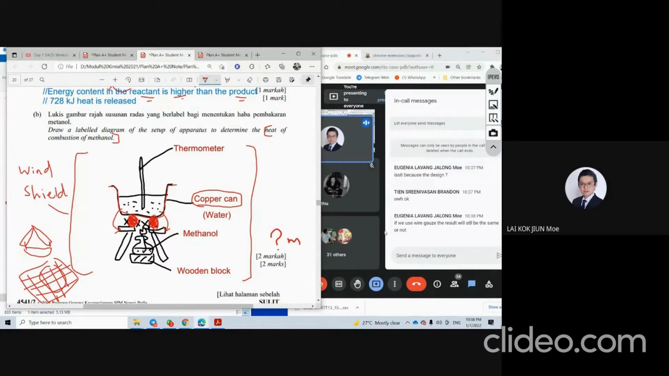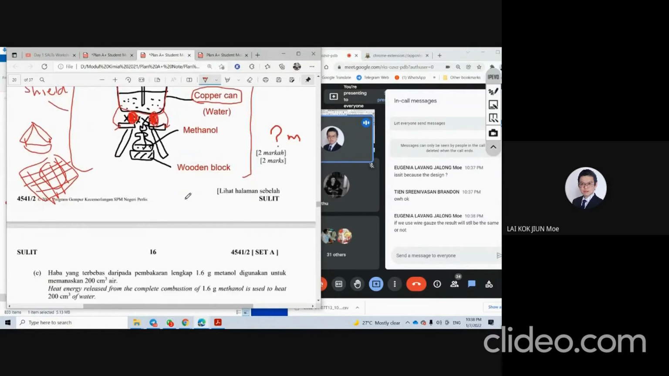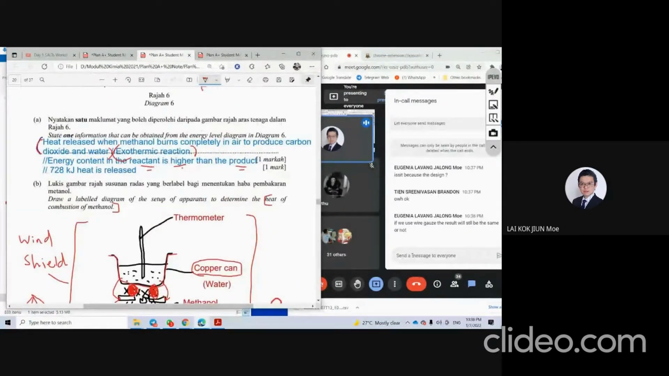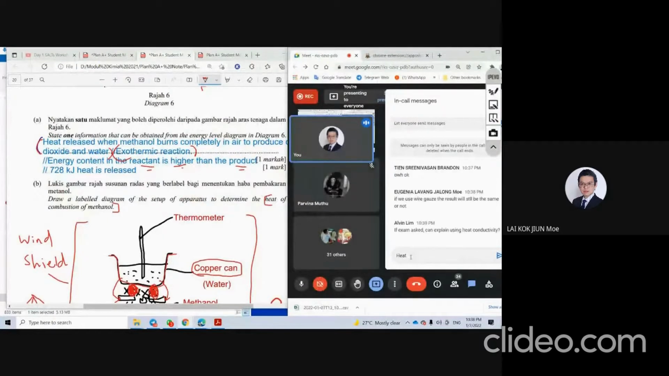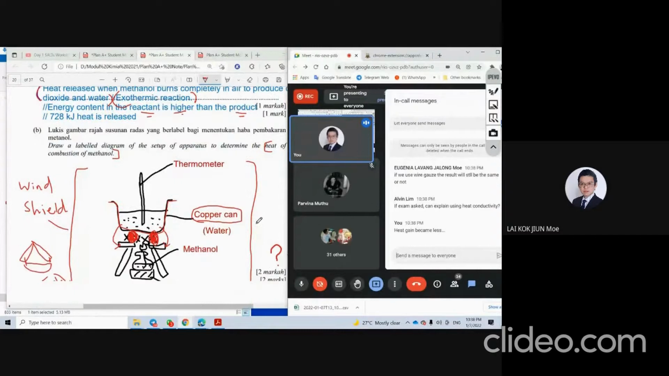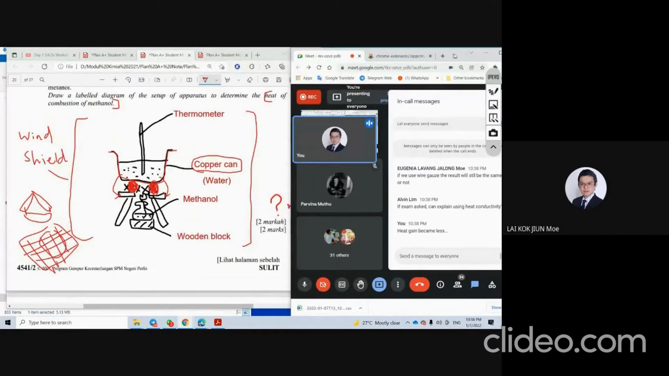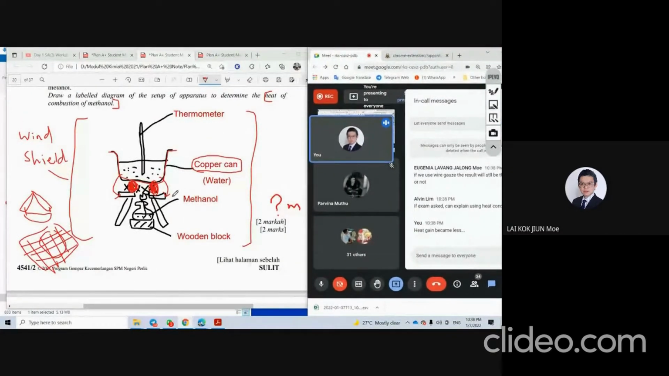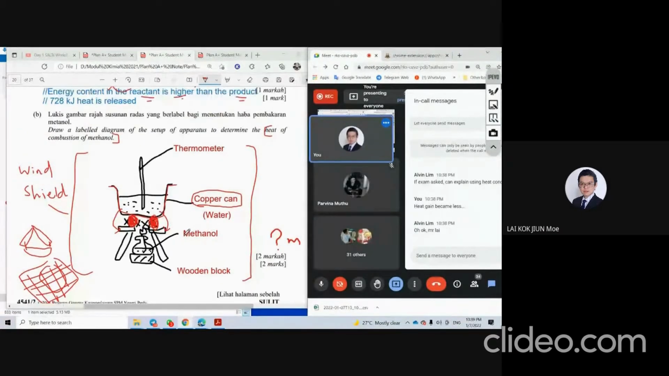The result will be a little bit different, Eugenia. The heat you get may be a little bit less. If the exam asks, you can explain using heat conductivity. It depends how they ask. Alvin, if they say why you cannot use the wire gauze, then explain it is to minimize the heat loss to the surrounding. So this one, no problem.